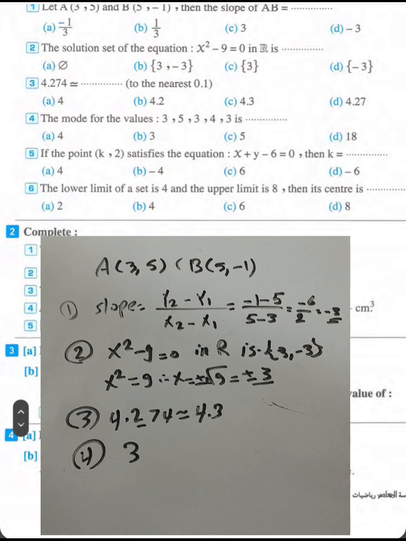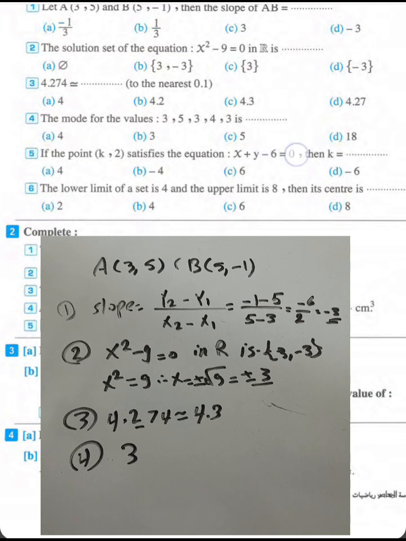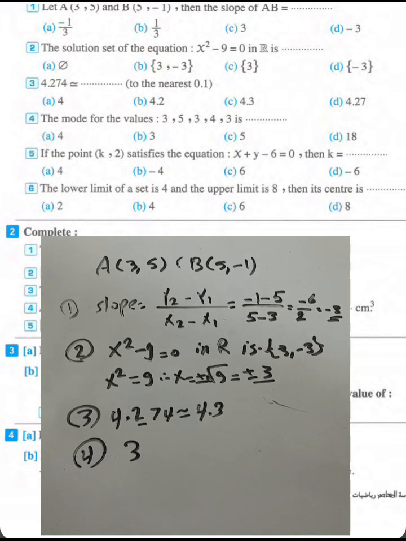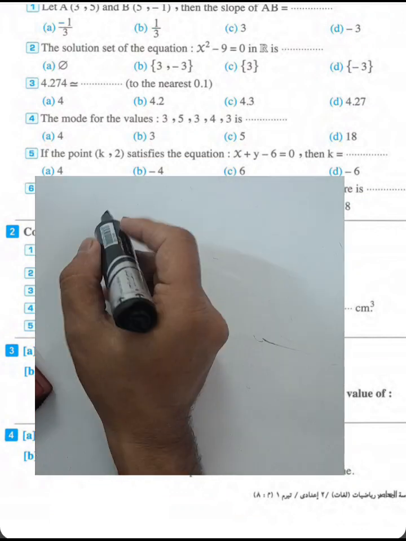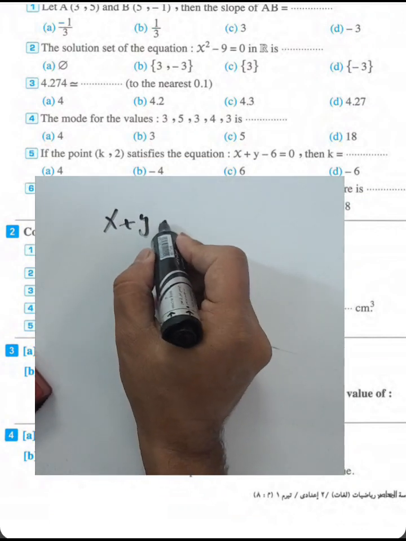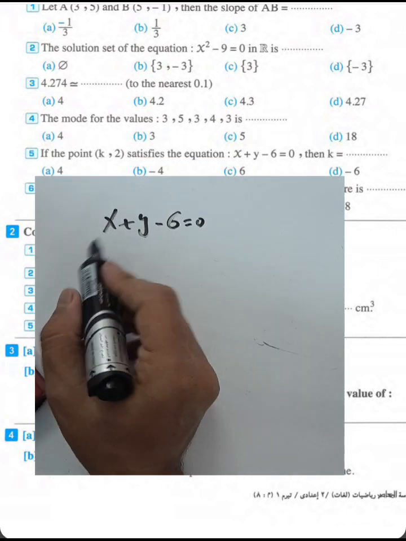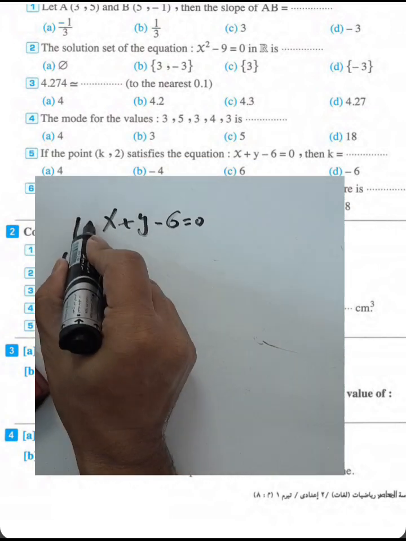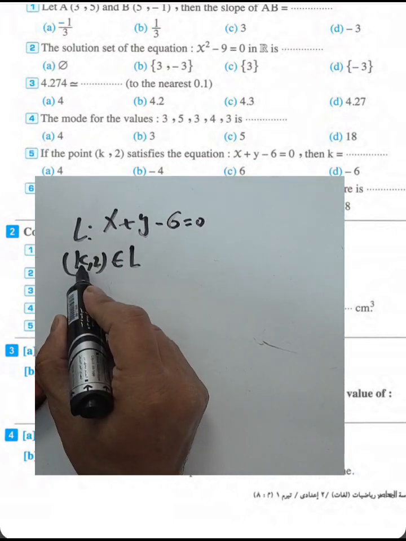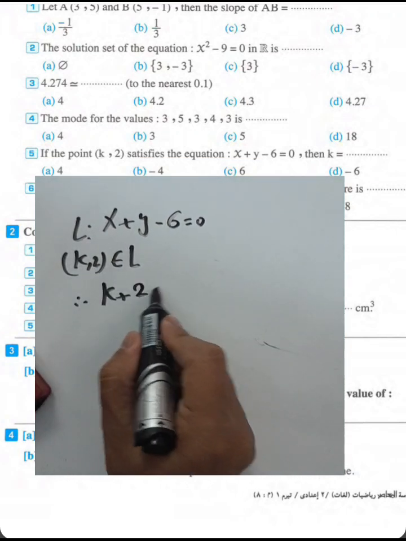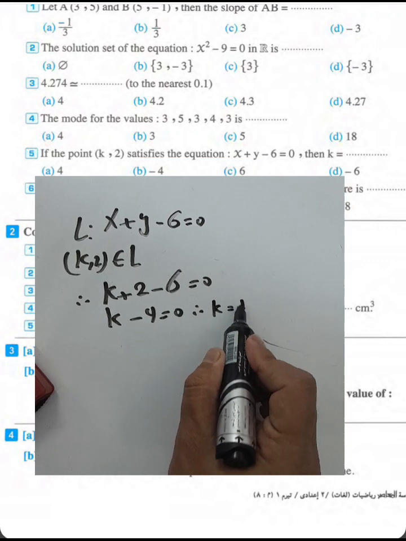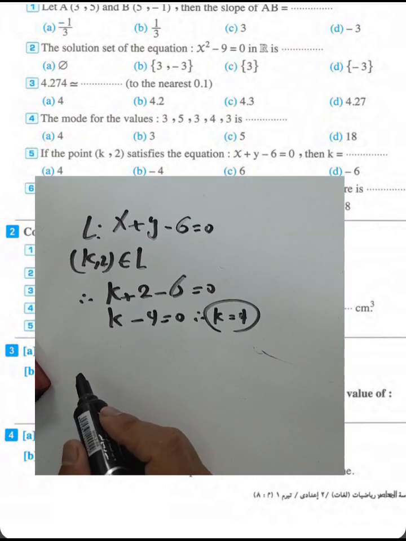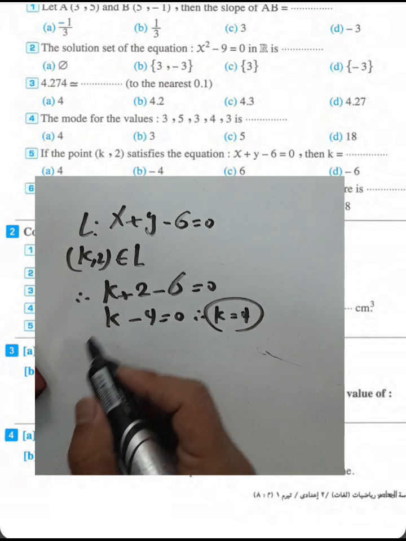Question number 5. If the point (k, 2) satisfies the equation x plus y minus 6 equals 0, then k equals what? We can put x equals the first projection and y equals the second projection to find the value of the unknown k. We have this equation x plus y subtract 6 equals 0, and the point (k, 2) is falling on this straight line L. Then put x equal k and y equal 2, then k minus 4 will be 0, so k will be equal to 4. The value of k will be equal to 4. Choose letter A for question 5.